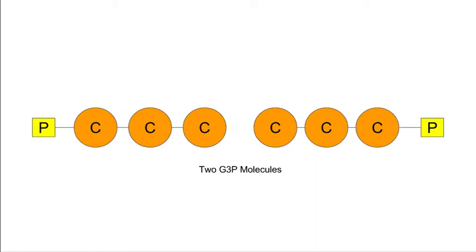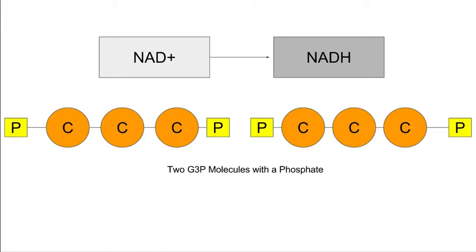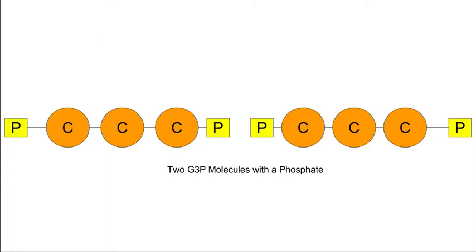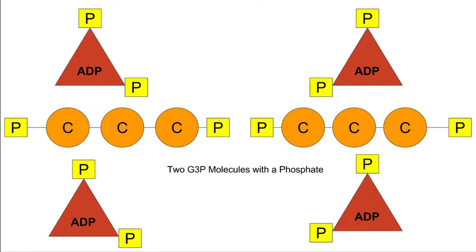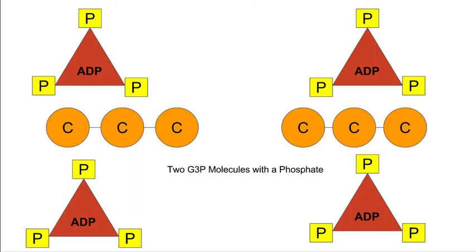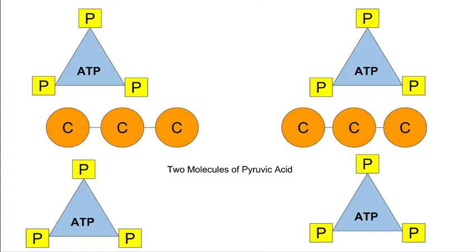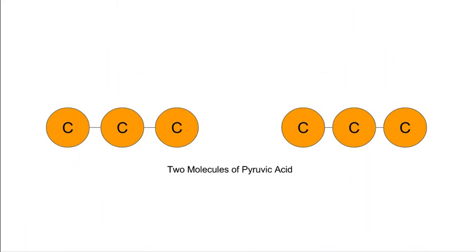This forms 2 molecules of G3P. The G3P molecules are then oxidized and they get another phosphate group. In addition, the reduction of NAD+ to NADH takes place. After that, all the phosphate groups are removed from the G3P and transferred to 4 individual ADP molecules. This produces 4 molecules of ATP, or adenosine triphosphate. The G3P becomes 2 molecules of pyruvic acid.